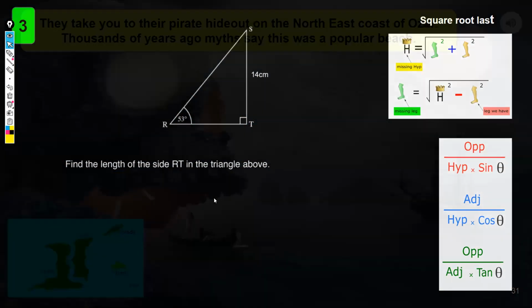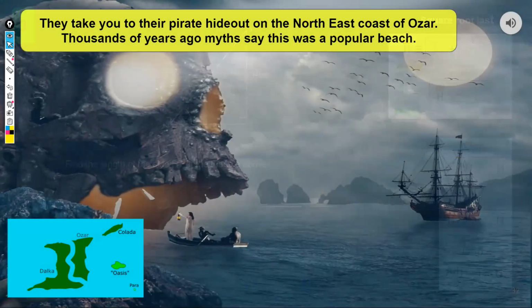So the good news is, right, you get to see our next cutscene here. So the pirates take you to the hideout in northeast coast of Oza. Now, this is 1,000 years in the future, right? So you all want to guess what that popular beach is on the northeast coast? 1,000 years later, they still won't call it by the same name, but what would you call it? It's supposed to be Toko. So it's supposed to be Toko Beach.